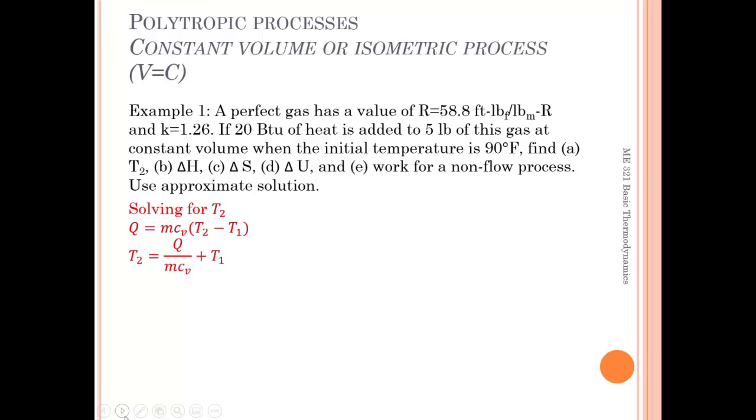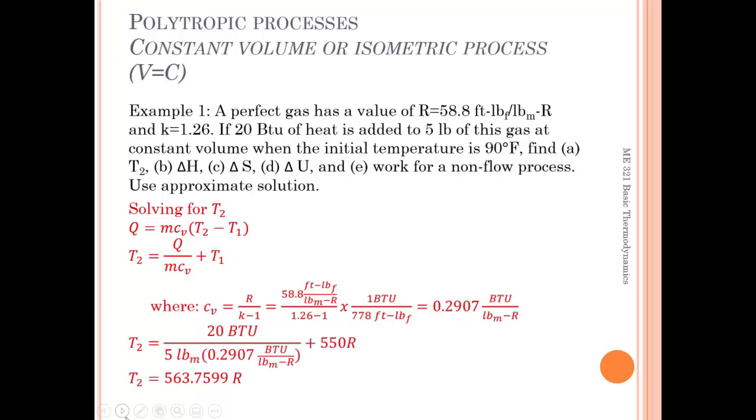In this formula, Cv is the only quantity that is unknown. So by using the formula for Cv involving the specific gas constant and the specific heat ratio of the gas, we will be able to find the value of the specific heat at constant volume. By substituting all known values in our formula, we will now be able to compute the final temperature of the gas to be equal to 563.7 Rankine.